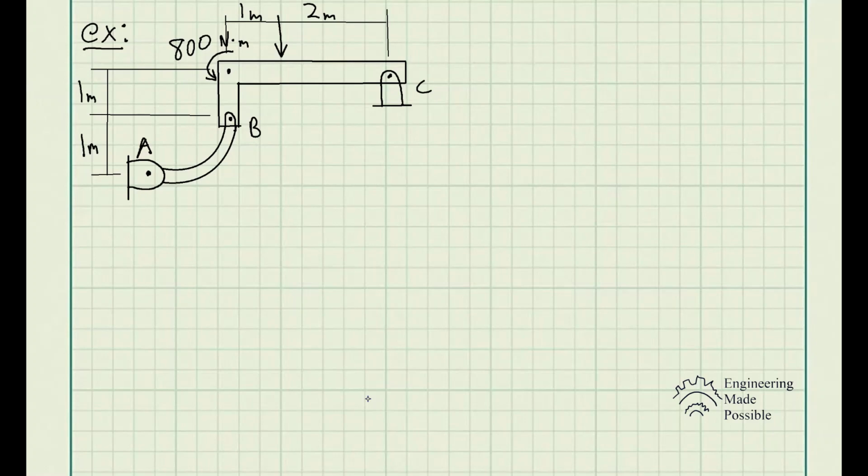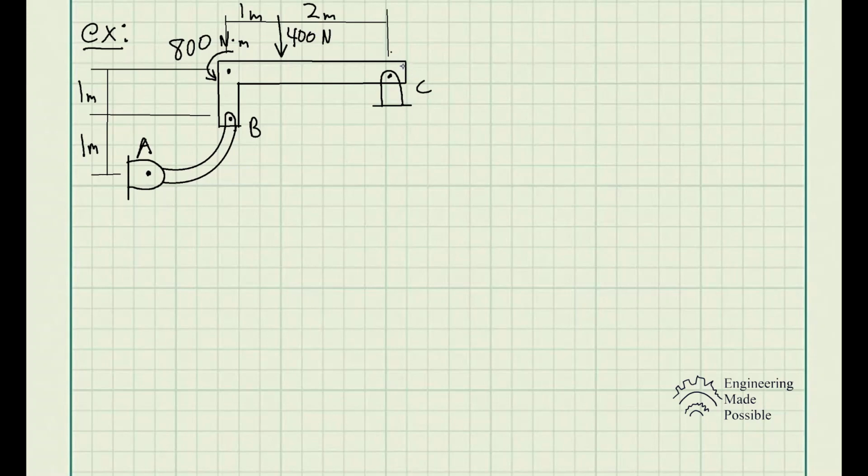For this problem statement, we have to determine the horizontal and vertical components of reaction at pin C. So we have pin C, we have pin A here, and we have a member AB connecting to member BC over here. We have an external moment being applied as well as an external force, which is 400 newtons. So in this case, find the reaction components of C.